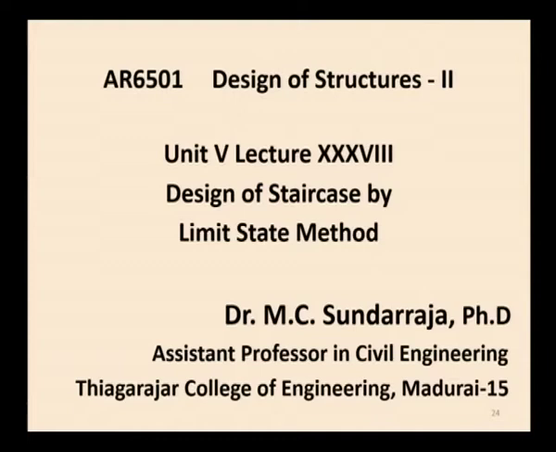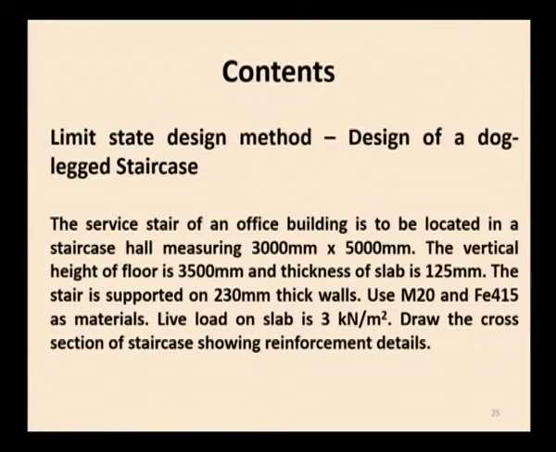In this lecture, we are going to design the dog-legged staircase by using the components which were predicted in the previous lecture. Here the problem is: the service stair of an office building is to be located in a staircase hall measuring 3000 millimeter by 5000 millimeter. The vertical height of the floor is 3000 millimeter and the thickness of the slab is 125 mm. The stair is supported on 230 mm thick walls. Use M20 and Fe415 as materials. Live load on the slab is 3 kN per meter square. Draw the cross section of the staircase showing the reinforcement details.